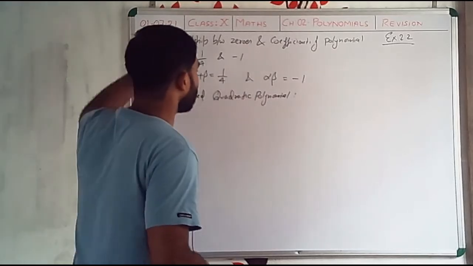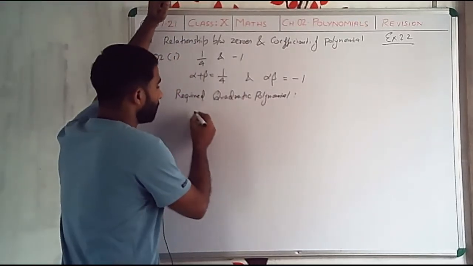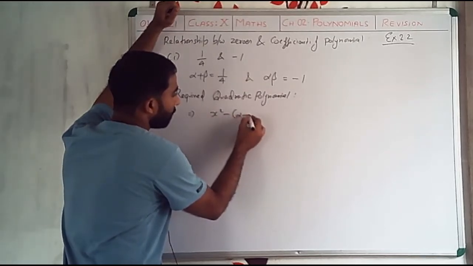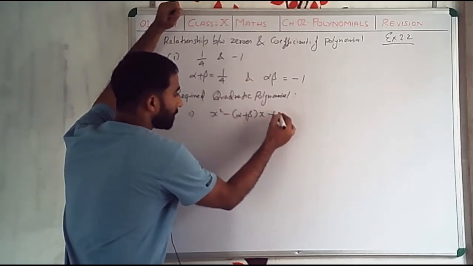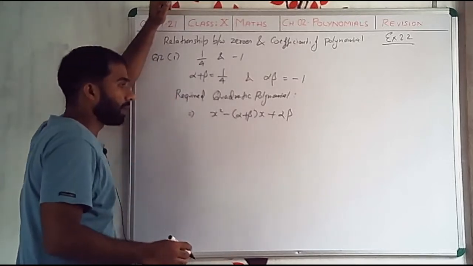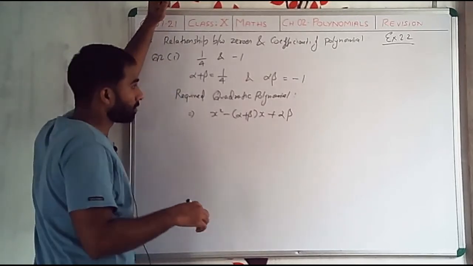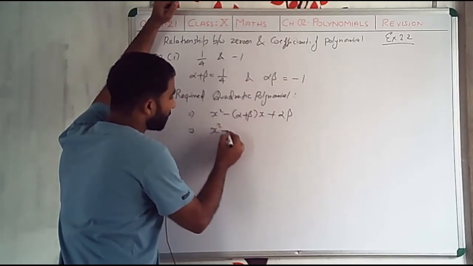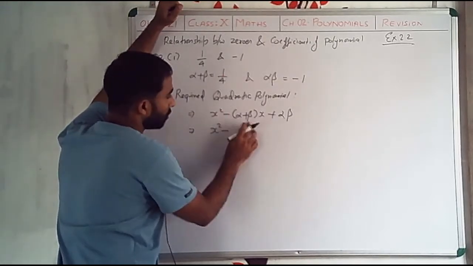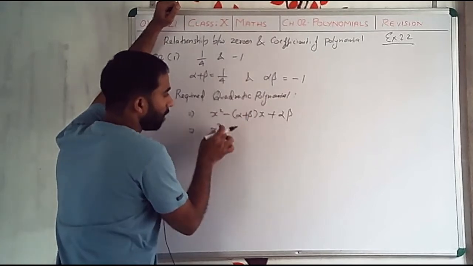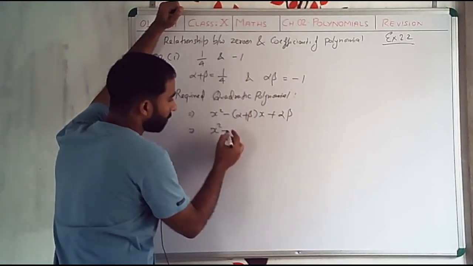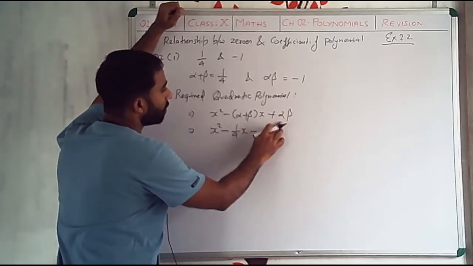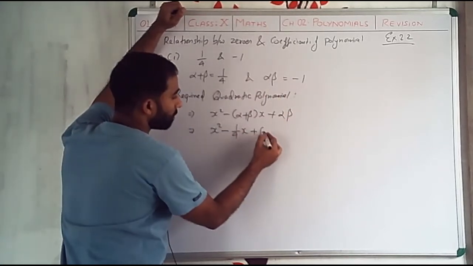So the required quadratic polynomial is x square minus (alpha plus beta) x plus alpha beta. I taught you this in previous lectures. The value of alpha plus beta is 1 by 4, so replace alpha plus beta with 1 by 4 x, and the value of alpha beta is minus 1.